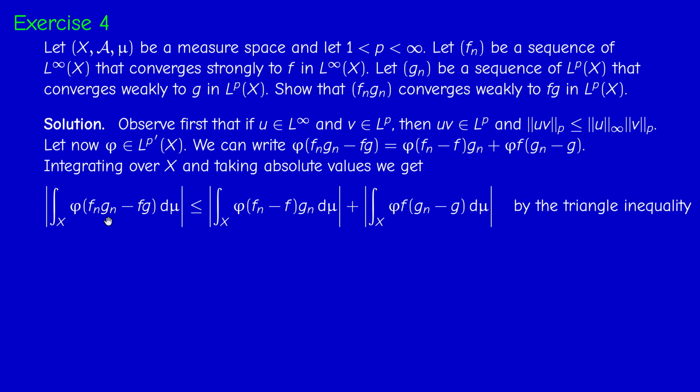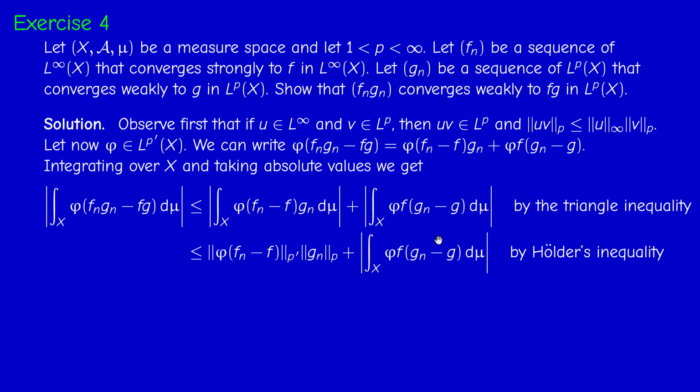This means that FnGn converges to FG weakly in Lp. Now, if you look at the first term, Gn is in Lp, Fn minus F is in L infinity, and phi is in Lp prime. So according to what we said, phi times Fn minus F, this product, is in Lp prime. Just apply this with p replaced by p prime. And this is true even if p is 1 or infinity. It's true for any p. So Hölder tells me that the first integral is less than the norm p prime of phi times Fn minus F, times the norm p of Gn.